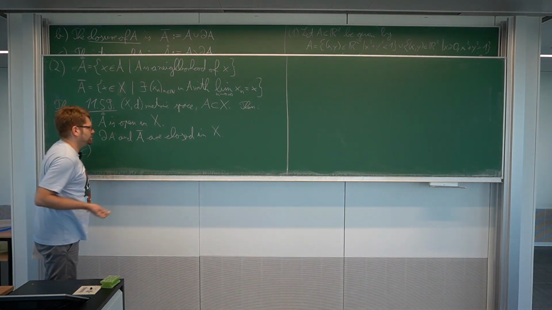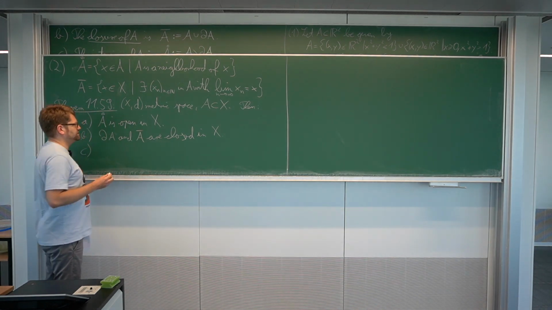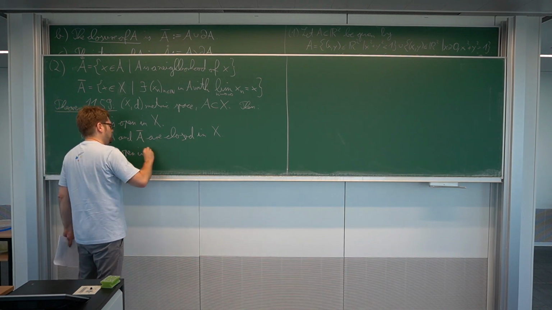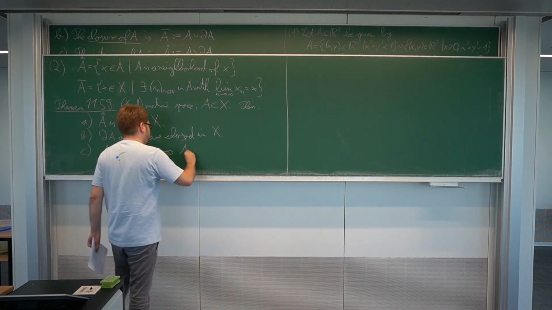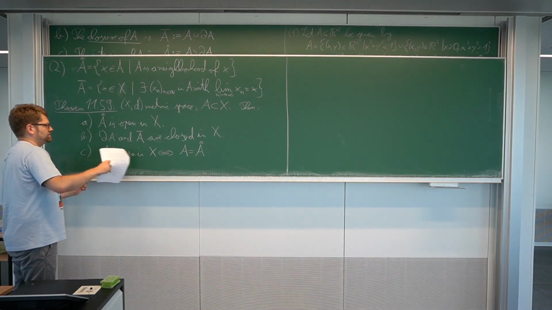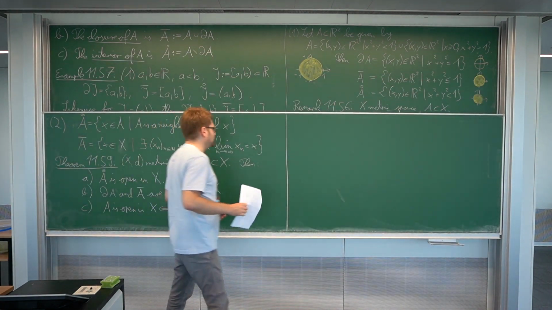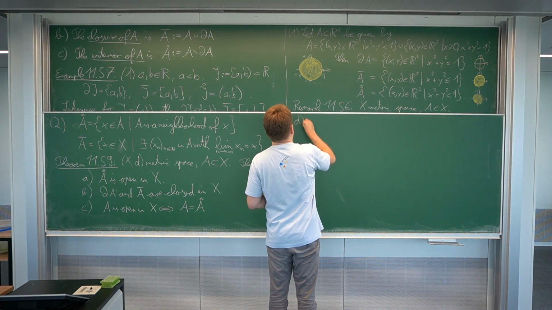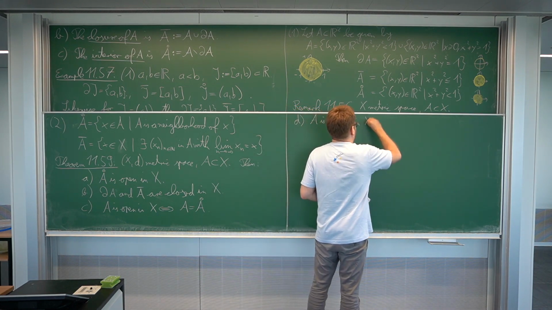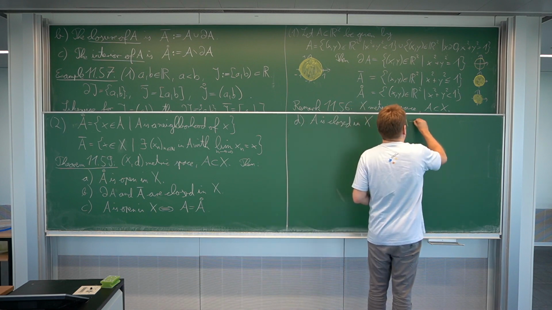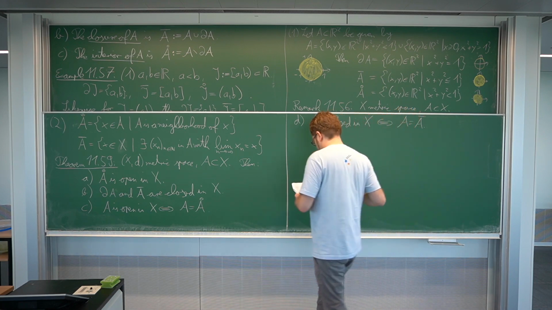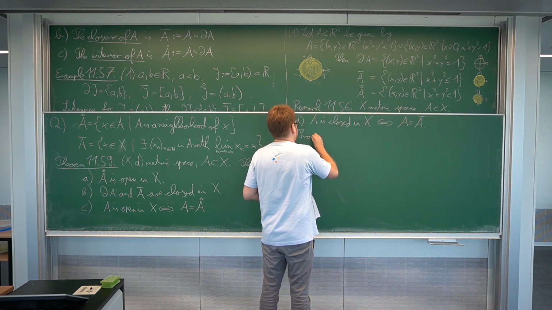And you could characterize openness and closedness in terms of these two sets. Namely, A is open in X if and only if A equals its interior. We've seen the interior is open, it's contained in there, and the whole set is open if the set equals the interior. And in the same way, A is closed in X if and only if A equals its closure. The proof is contained in the lecture notes.